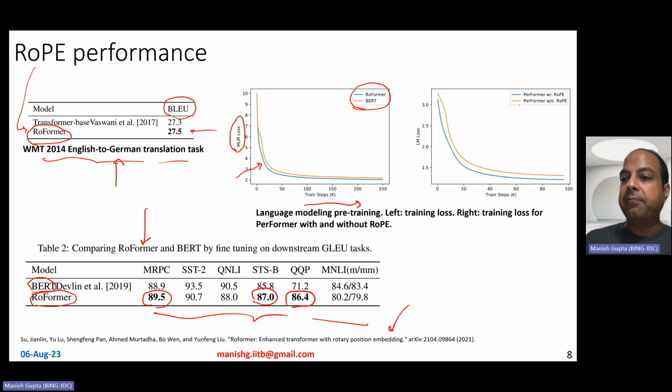Also, if you compare the Performer model with and without RoPE embeddings, you observe that the Performer model with the RoPE embeddings again converges faster, right? The blue line converges faster compared to the orange line.